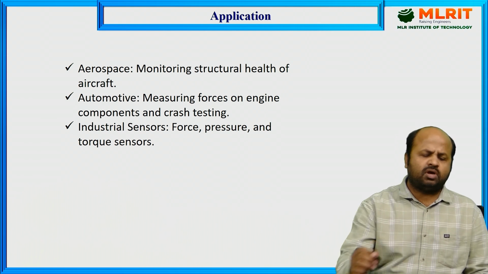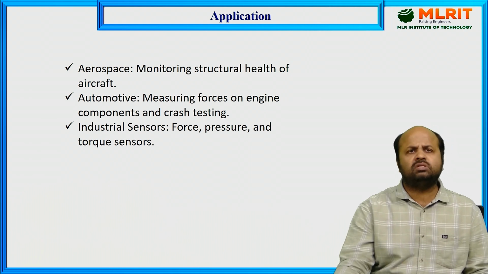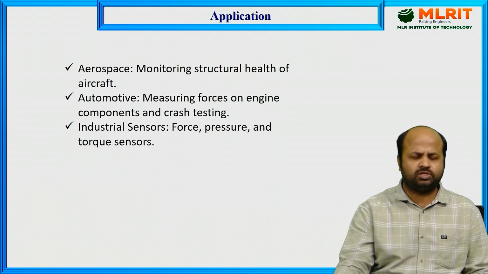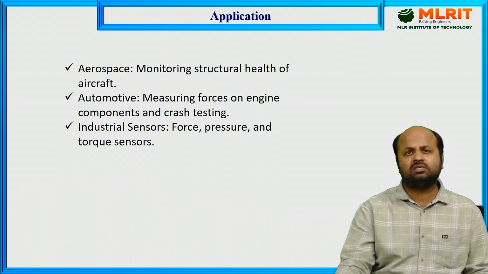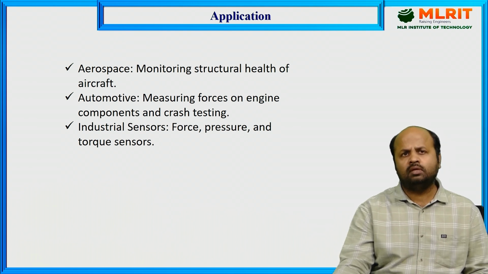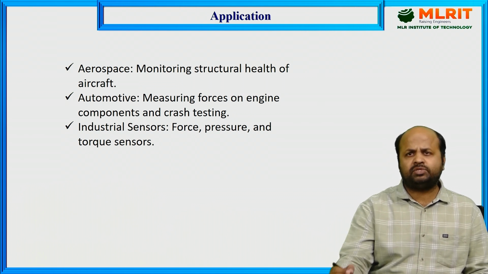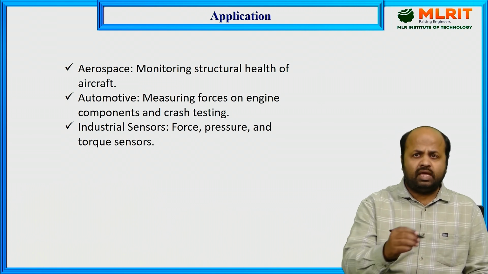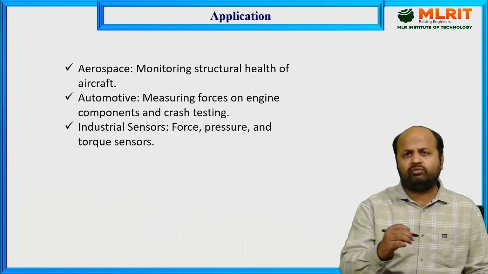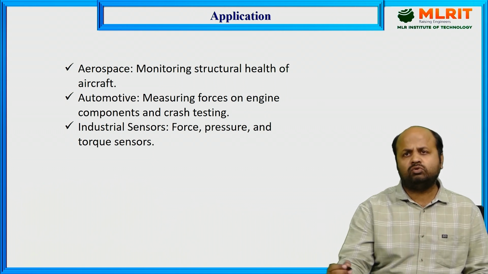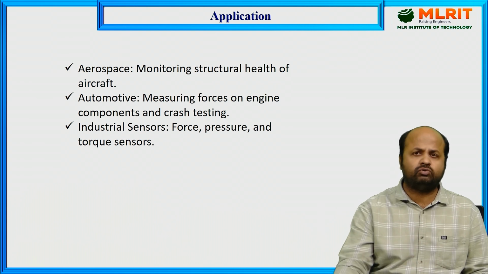These are some of the applications. It is used in the aerospace and automotive industries. In industry, it is used as industrial sensors to measure force, pressure and torque. So here we have seen that the strain gauge is an excellent transducer which converts the force applied or strain experienced into a change in resistance. So it is a highly accurate transducer.